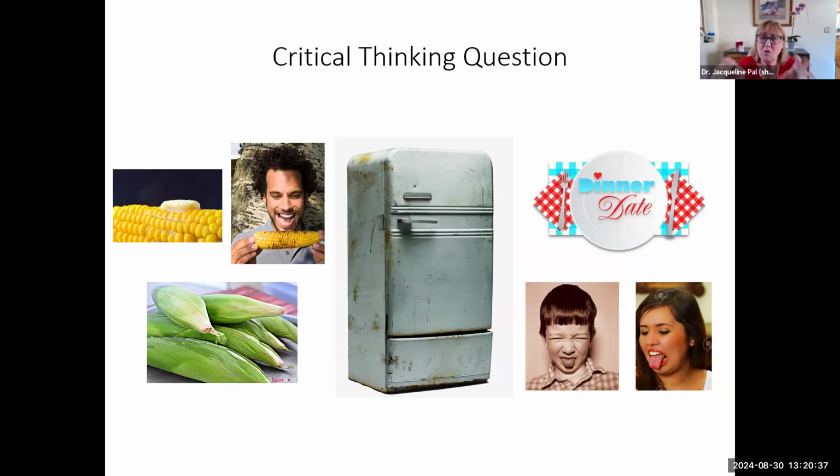So I want you to stop and think, what happened chemically to this corn? And please don't take the easy way out and tell me the corn went bad, because that's not the answer. Don't tell me my refrigerator quit working, because that's not the answer. Don't tell me my date's taste buds must not be working, because that's not the answer. Tell me about the chemistry involved.